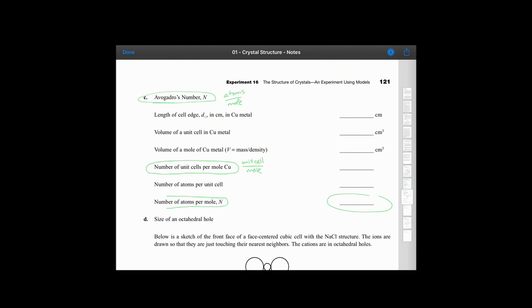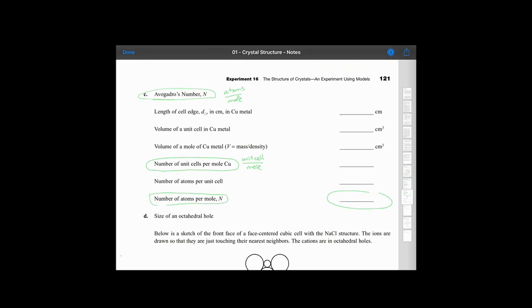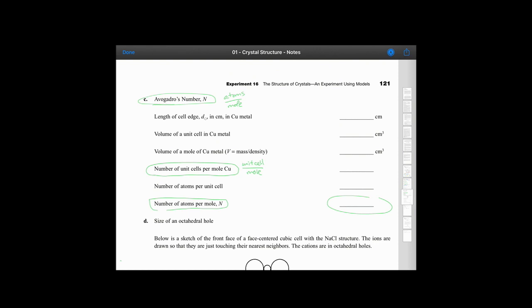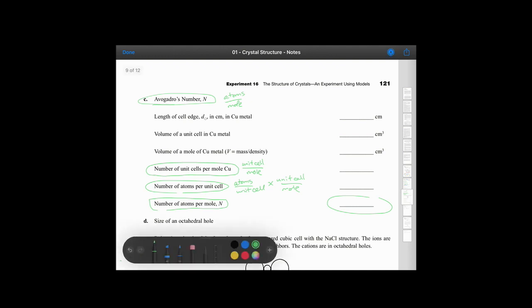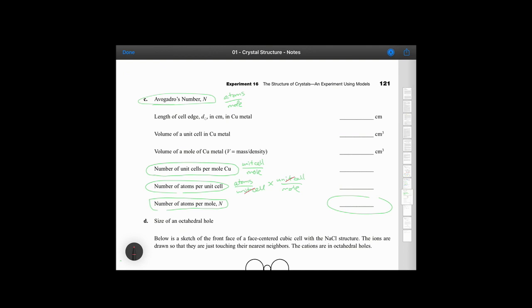And I'm also going to calculate here, oops, sorry, scratch that. That's our answer. Anyway, number of atoms per unit cell up here. All right, so if I'm trying to get atoms per mole, what do I need to do with those two numbers? Well, notice that I can multiply them together. And if I do that, my unit cells will cancel. I'm going to end up with units of my answer, which is going right there, atoms per mole.